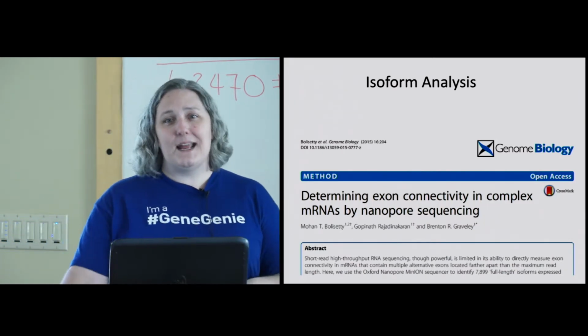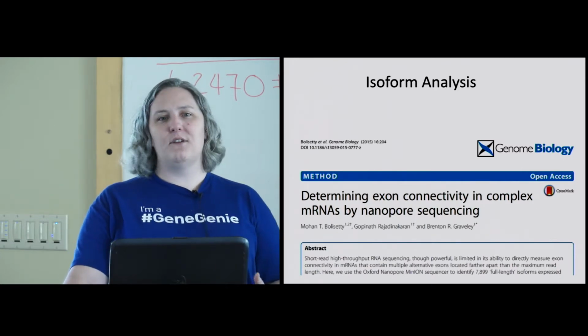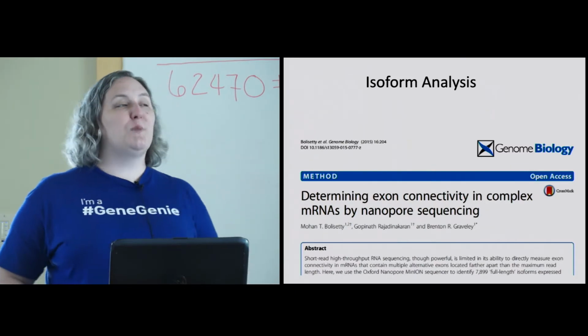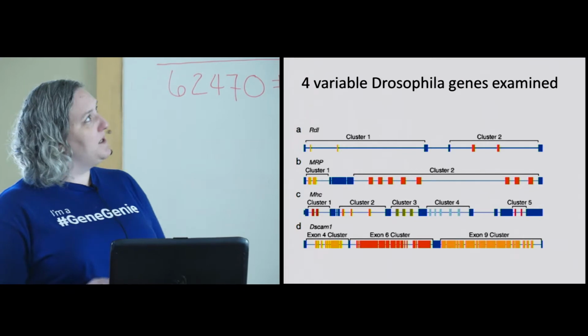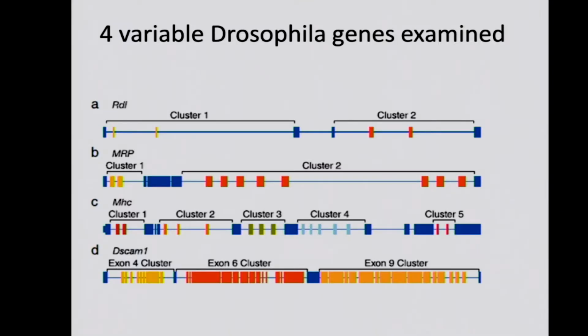One of the nice things about isoform sequencing is that the error rate is not as detrimental as with SNP calling. We're trying to organize large pieces of DNA rather than calling individual bases. So what this group did was look at 4 highly variable Drosophila genes. I'm not a Drosophila person, and I don't know what these genes do. I know that DSCAM is very important, and that's actually what we're going to cover here.